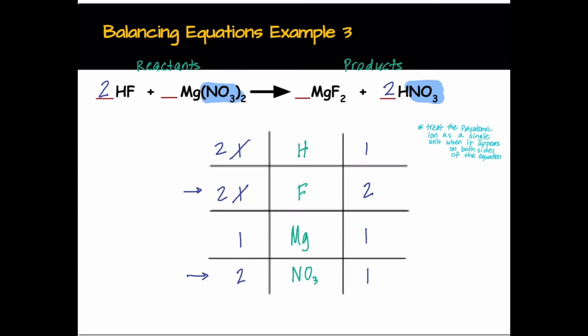That change makes our hydrogen atom on the product side equal to 2 and the nitrate also equal to 2. So you can see now that the hydrogens are balanced, the fluorines are balanced, the magnesiums are balanced, and so are the nitrates. Our sequence of coefficients in this balanced equation then is 2, 1, 1, 2.